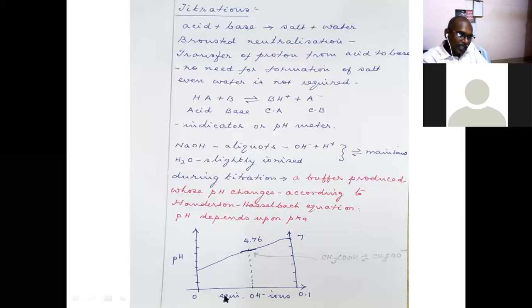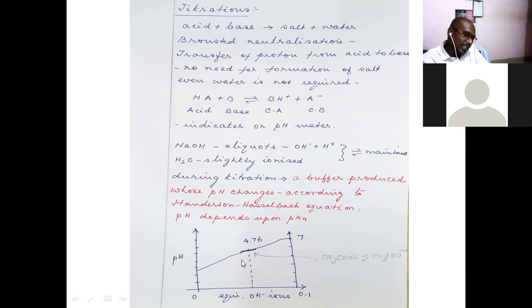Therefore, if you make a curve, in the x-axis you take the equivalents of OH minus ions added, and in the y-axis you take the pH. Therefore, you get a curve like this, where CH3COOH and CH3COO minus are in equilibrium, and according to the Henderson-Hasselbalch equation, the salt concentration and the acid concentration are equal. There will be a small flat portion. Actually, the curve is slowly increasing, and nearing the pKa value, there will be a flat portion. That flat portion is where the pH is maintained, or where it is acting as a good buffer. So that is almost the equivalence point where these concentrations are equal.